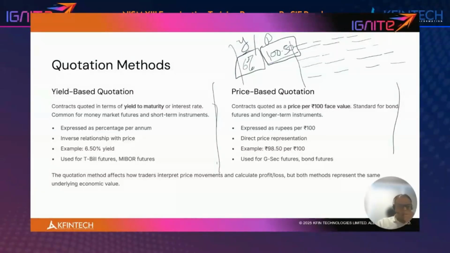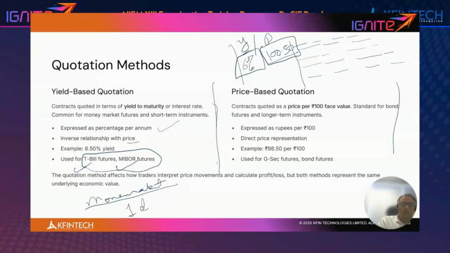quotations which are available. So yield is expressed as a percentage, 6%. Inverse relation with price, that's okay, we know that. Used for T-bill futures and MIBOR futures. If you see this, yield base is mostly coming in the money market instruments, which is 1 day to 365 days tenure. T-bill is typically 1 day to 365 days, and it is discounted. The T-bill is a discounted instrument.